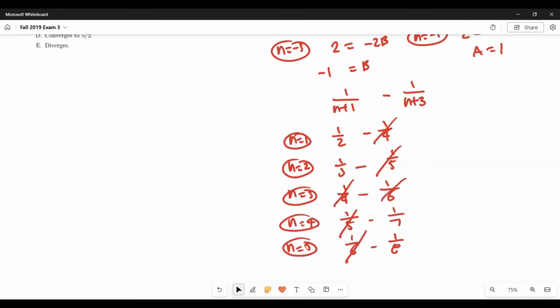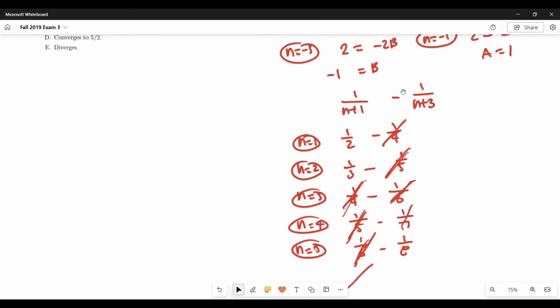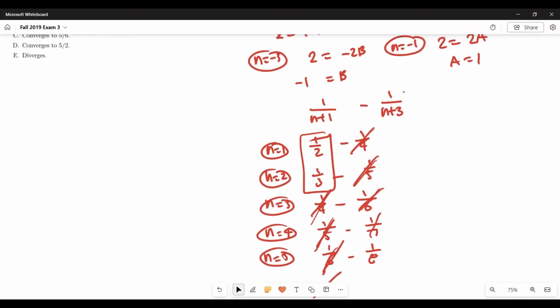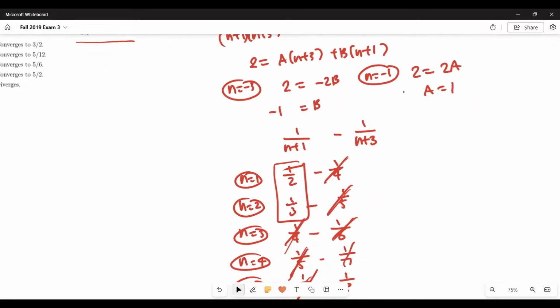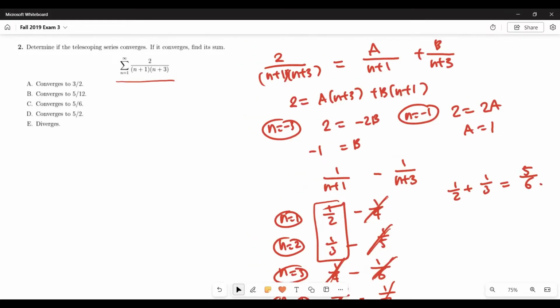So do you see the pattern? 1 over 4 cancelled out, 1 over 5 cancelled out, 1 over 6 cancelled out. Eventually 1 over 7 will be cancelled out, right? So all we're left with is 1 over 2 and 1 over 3. So if it goes to infinity, everything will be cancelled out but 1 over 2 and 1 over 3. So this is 1 over 2 plus 1 over 3, which is 5 over 6. So the answer for this question is that it converges to 5 over 6.